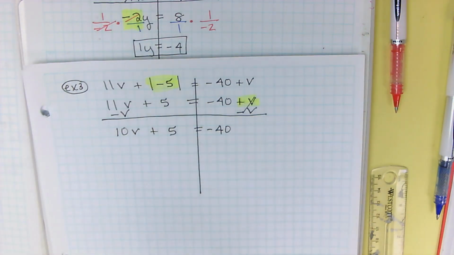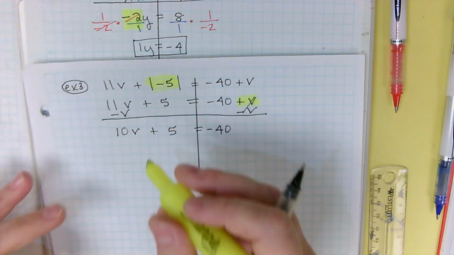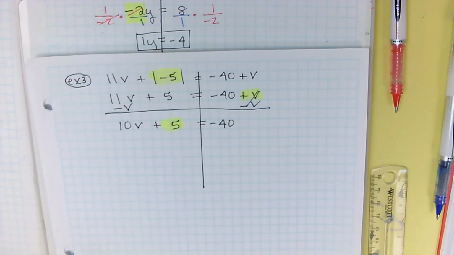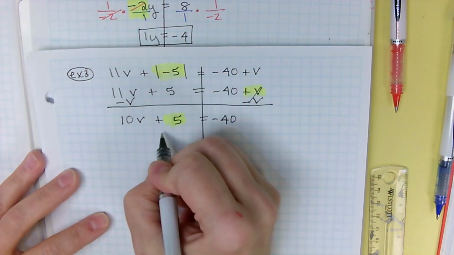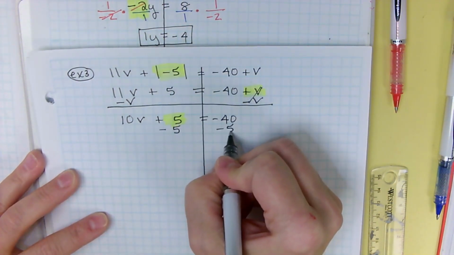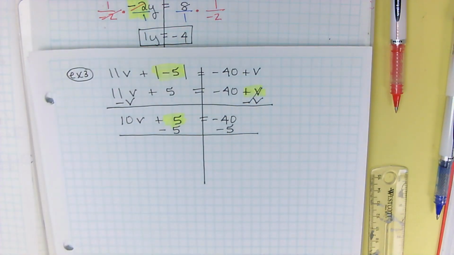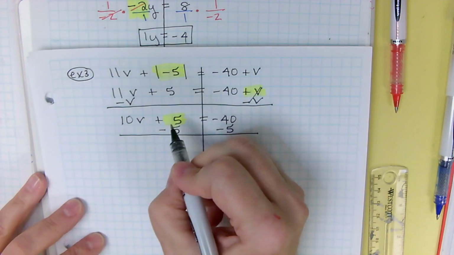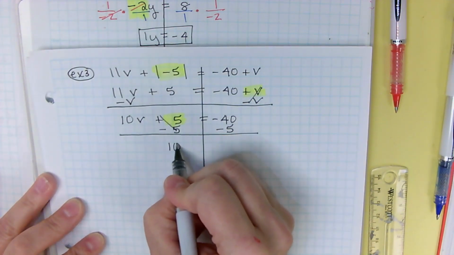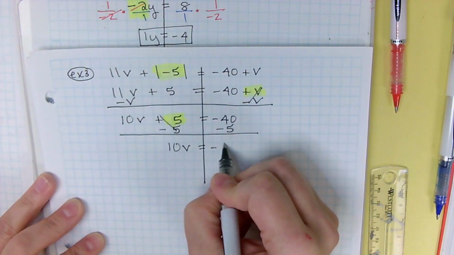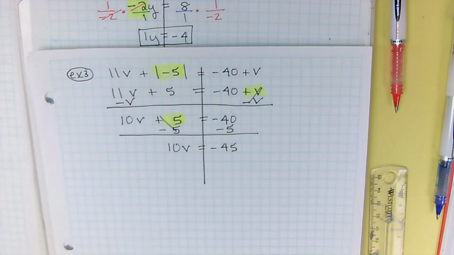Now I need to move the number terms to the right, which means the 5 is on the wrong side. It needs to be moved. The opposite of positive 5 is -5. So I'm going to subtract 5 from both sides. 5 minus 5 is 0. I now have 10v equals -45.